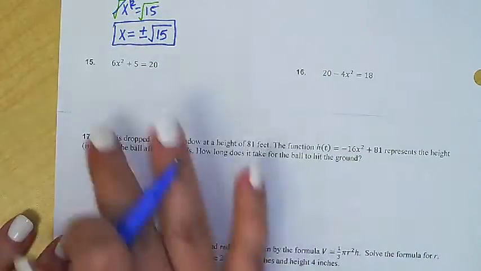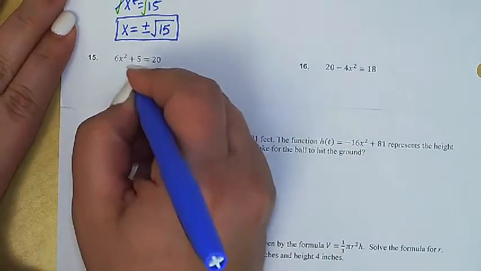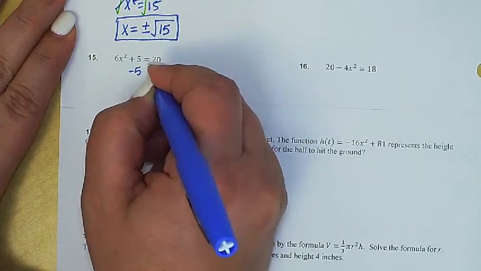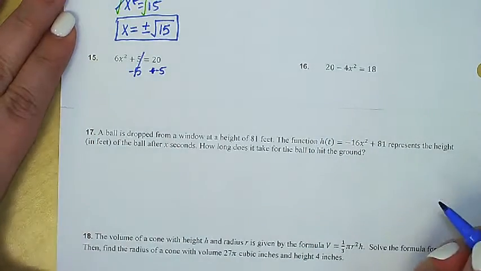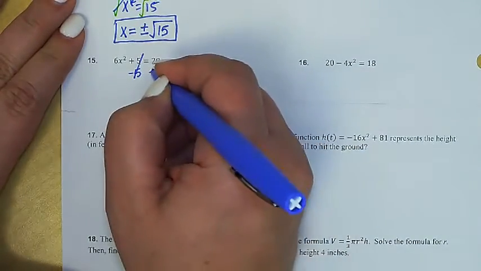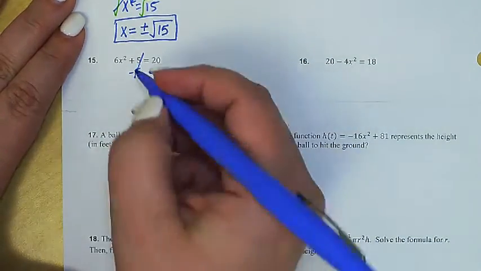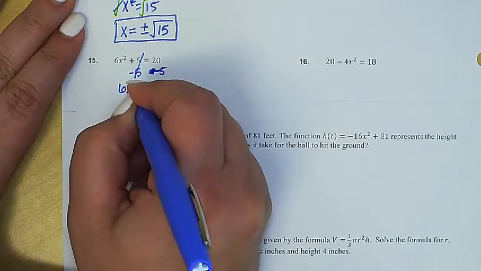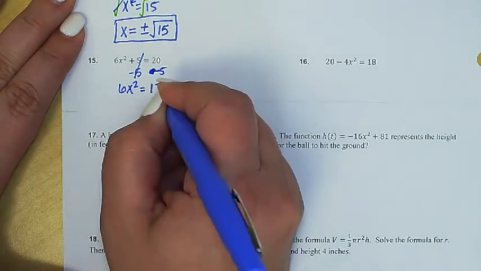Okay, let's try number 15. So again, we're solving. We want to isolate x squared, so we start off by moving the 5. That should be a minus. Ignore that sign. That cancels that guy, so we get 6x squared is equal to 20 minus 5, which is 15.